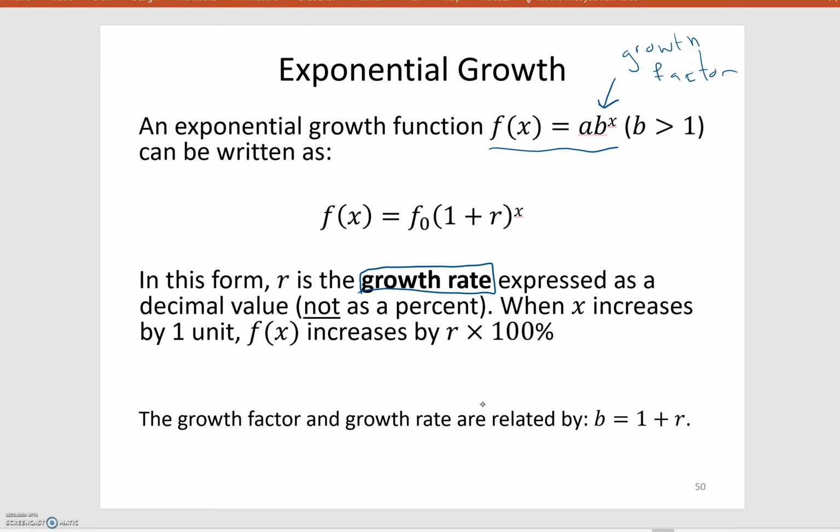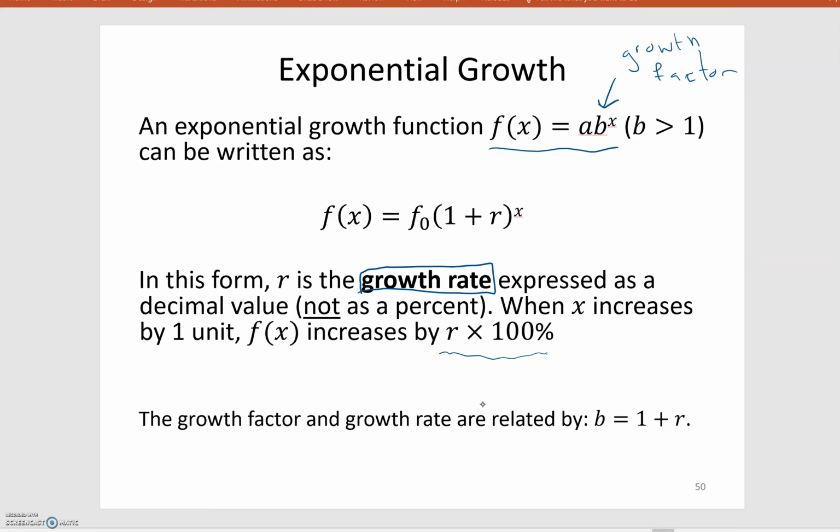So in this form, r is the growth rate expressed as a decimal value, not as a percent. And again, we're using r, kind of an overlap, because we were using r to represent the correlation coefficient in the previous section. Again, this is just something you have to deal with. But r represents growth rate here. When x increases by 1 unit, f of x increases by r times 100%.